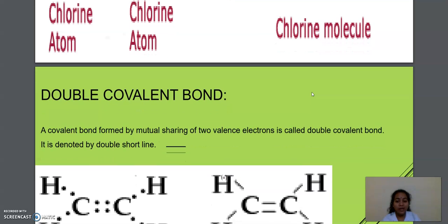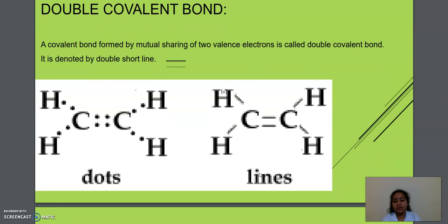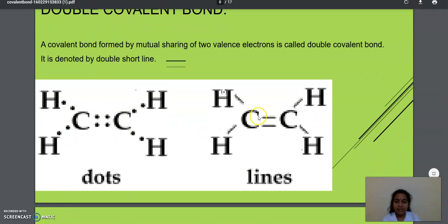So what will be the double covalent bond? Here you can see two bonds between this carbon and carbon. Which molecule is this? It's the ethylene molecule, C2H2. So this is a dot structure, this is a line structure. By two methods we can denote this.